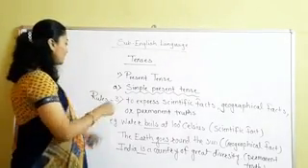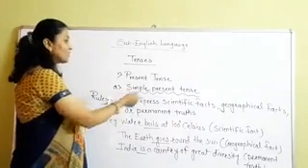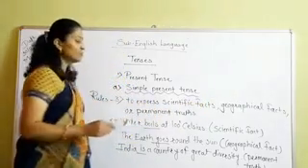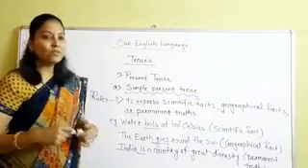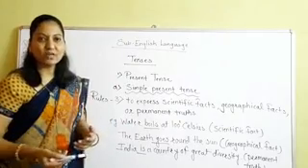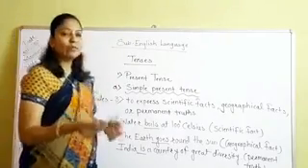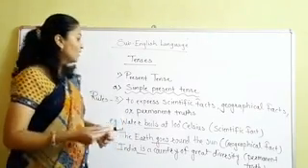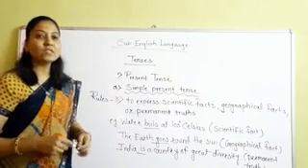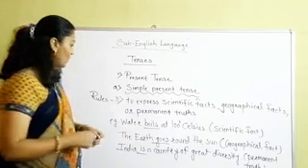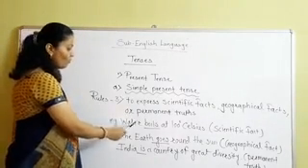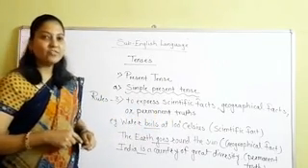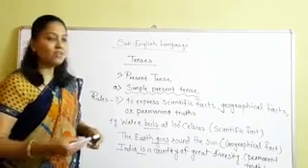Now students, see, the third rule is we are using simple present tense to express scientific facts, geographical facts or permanent truths. So students, whenever we want to express a scientific truth in a sentence, whenever we want to tell geographical facts, and whenever we want to tell permanent truths, at that time we are using the simple present tense. Now see the examples. First example is water boils at 100 degrees Celsius. So this is a scientific truth, a scientific fact.